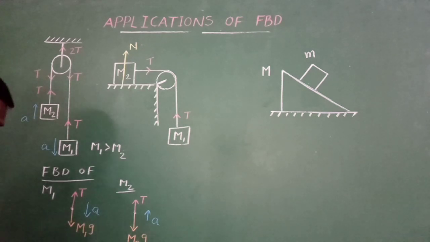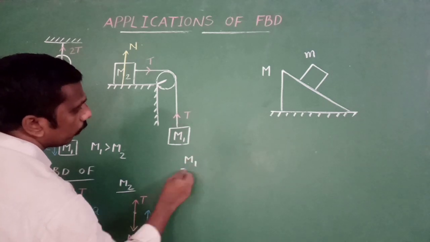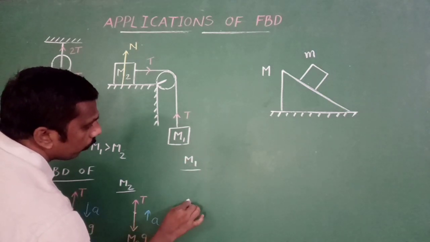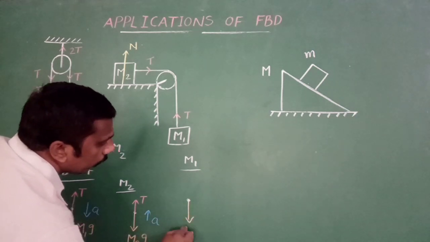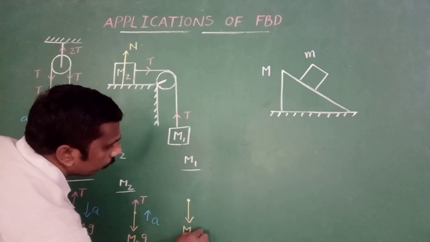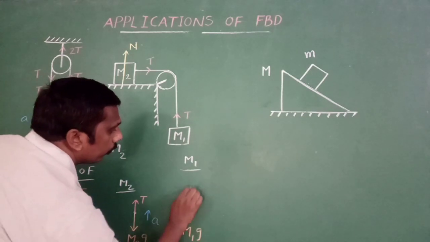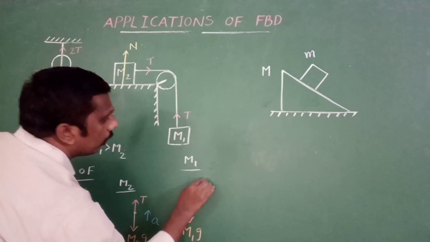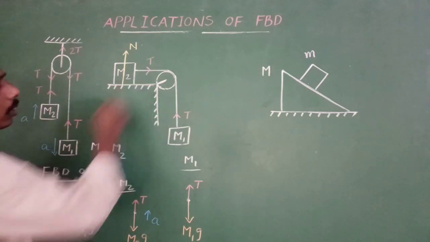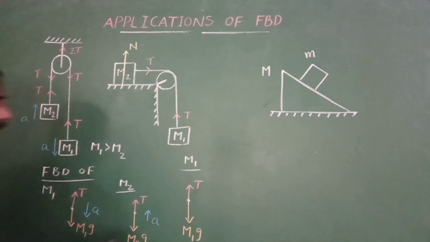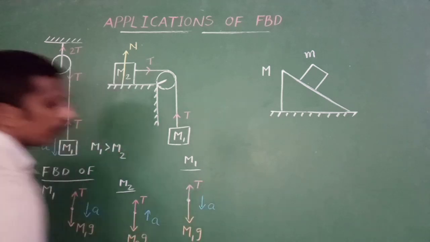If you draw the free body diagram, first we draw it for block M1. Assume this is M1. Its weight M1g acts in the downward direction, and the tension is acting in the upward direction. But this block is moving downward with a certain acceleration, because the surface is smooth.